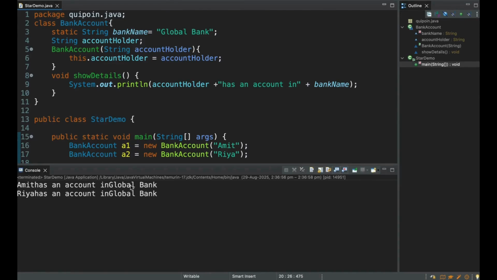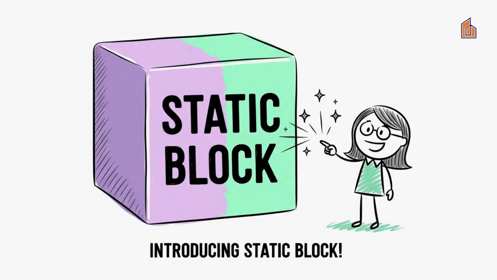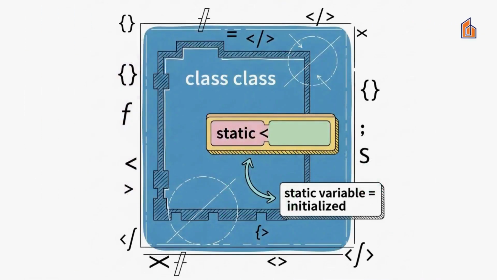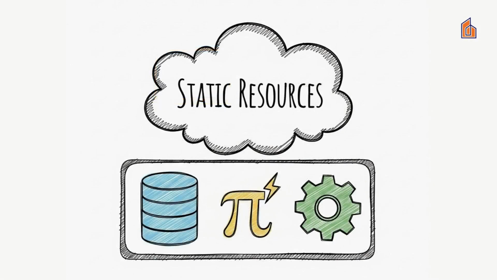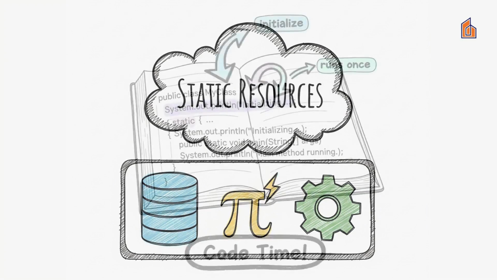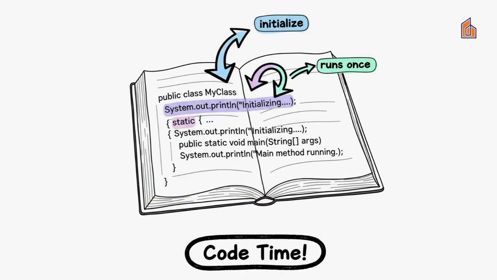Now let's see the next one. Now comes the static block. A static block is used to initialize static variables. It runs only once when the class is loaded into memory, even before the main method. This is useful for setting up static resources like database connection, constants, or configuration. Now, let's see a code for it.